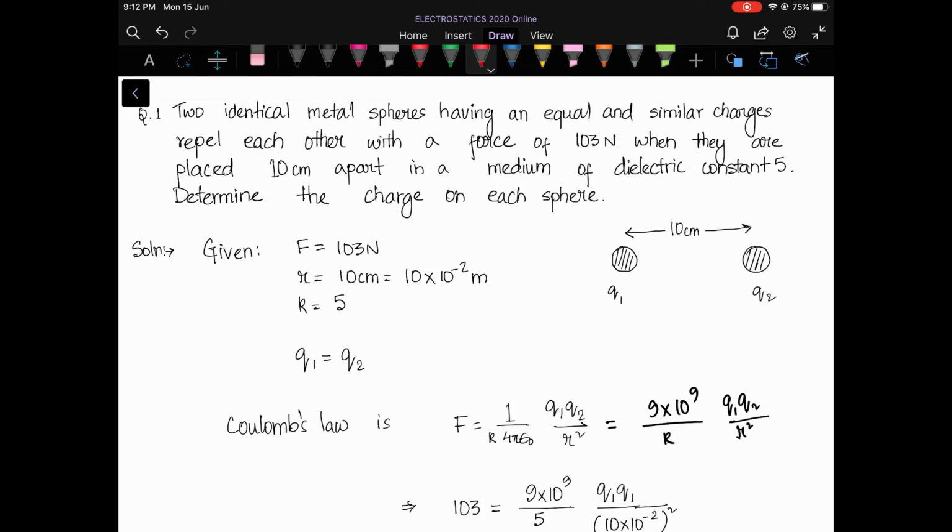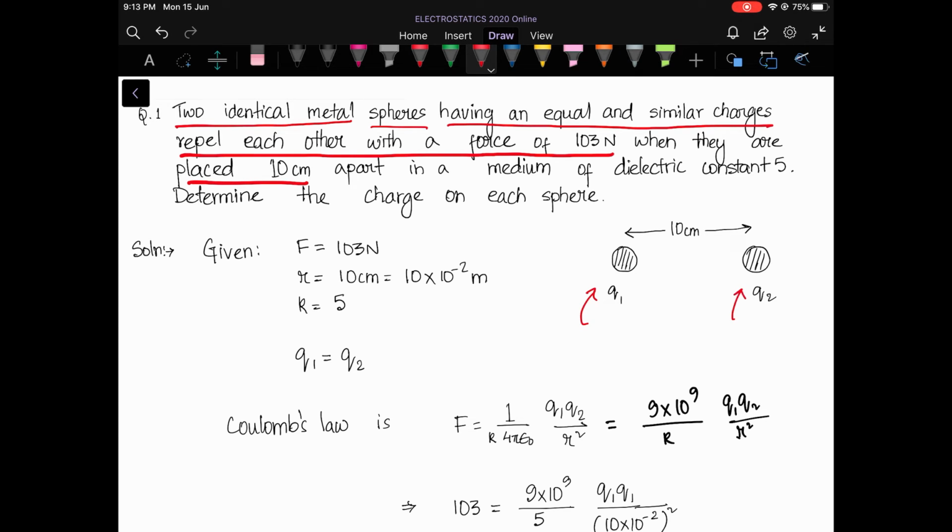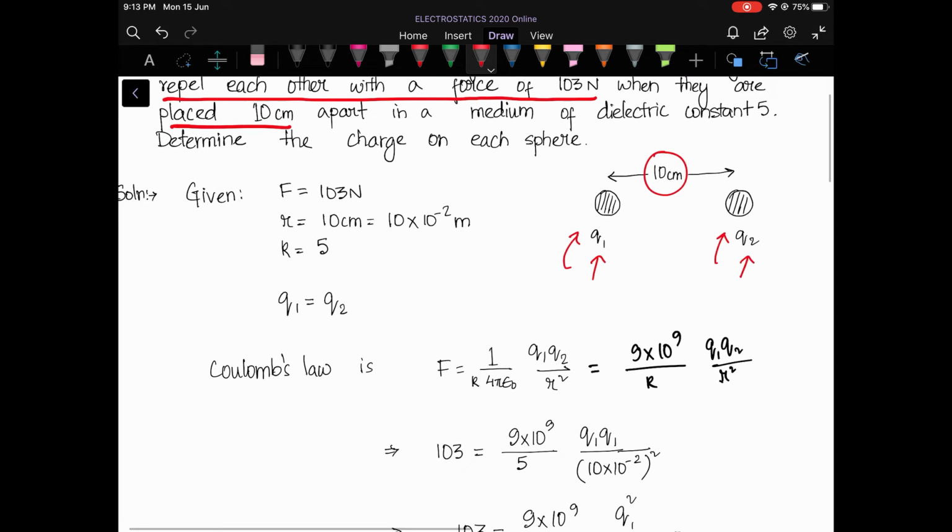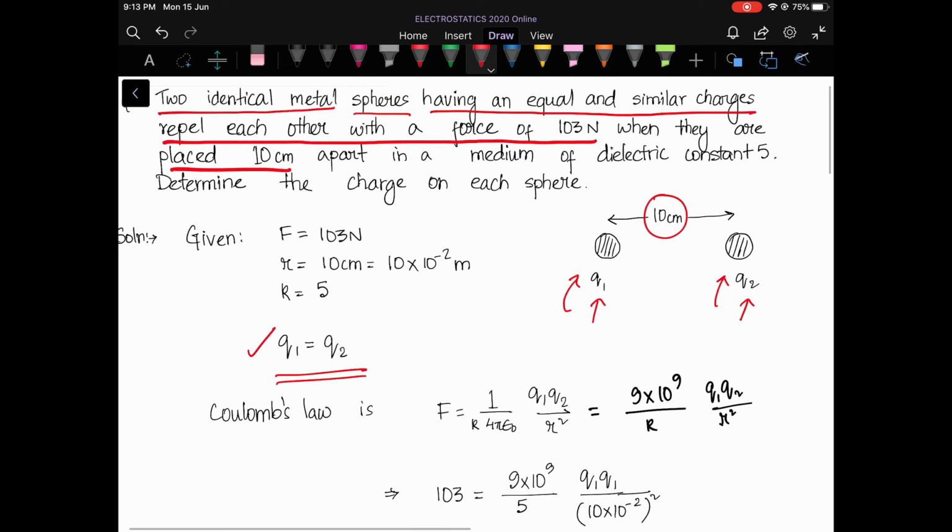The next problem. Two identical metal spheres having equal and similar charges repel each other with a force of 10^-3 newtons when they are placed 10 centimeter apart. So they have given two metallic spheres, let's say Q1 and Q2, 10 centimeter apart, and they are equal in magnitude. The values are same. Similar means if one is positive, the other is also positive.